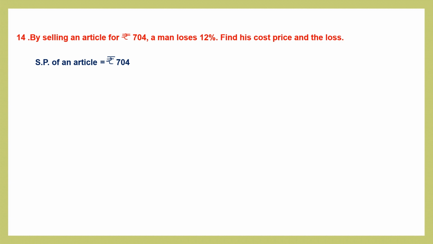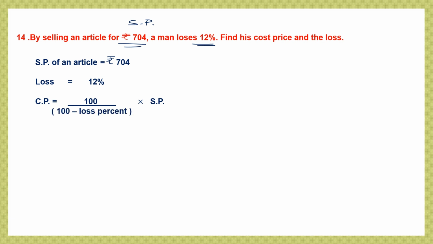So selling price is 704 rupees, and we are also given the loss. Loss is 12%. Now to find the cost price when the selling price is given and there is a loss percent, there is a formula. So cost price is 100 divided by 100 minus loss percent into the selling price. So let's work this out. So this is 100 divided by 100 minus the loss percent, which is 12, into the selling price, which is 704. So this is equal to 100 divided by 88 into 704.